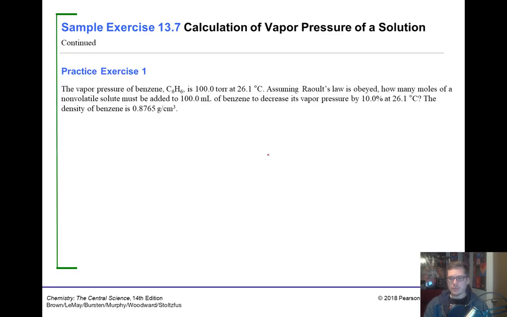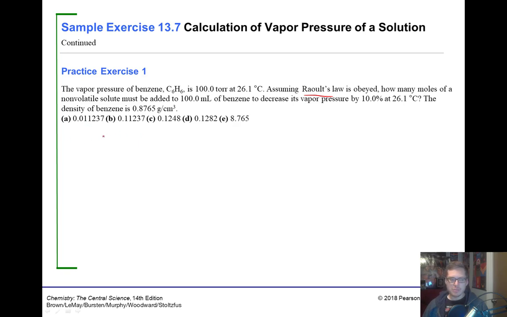So let's try one here. The vapor pressure of benzene is 100 torr at 26.1 degrees Celsius, assuming Raoult's law is obeyed. How many moles of non-volatile solute must be added to 100 milliliters of benzene to decrease its vapor pressure by 10% at 26.1 degrees Celsius? The density of benzene is given. So we know that we're going to use Raoult's law here, and Raoult's law has mole fraction. So the first thing we need to do is figure out what the mole fraction is, or at least we need to know how many moles of solvent we're using here.